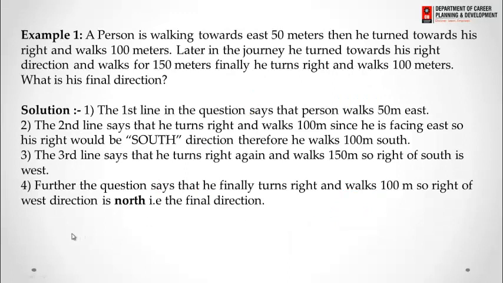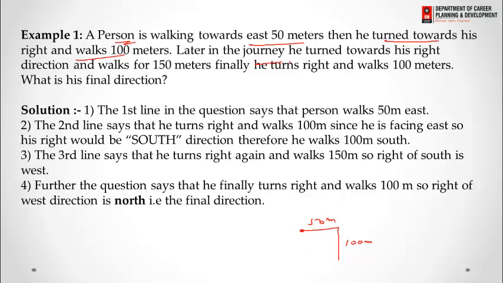Now here we have the example over the question of direction. Like if a person is walking towards east 50 meters, then turn toward his right and walk 100 meters. For east, right is in the south. From here he walks 100 meters, if this is the starting position of his.